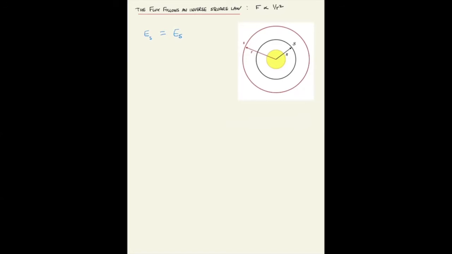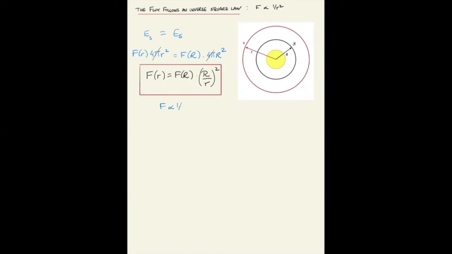That means the flux that crosses the surface little s times the area of that surface is the same as the flux crossing the surface big S times the area of that surface. You cut the 4 pi's on both sides and you have the property that the flux at the distance r is equal to the flux at the distance big R times big R over little r squared. That is, the flux follows the inverse square of the distance, as we wanted to demonstrate.